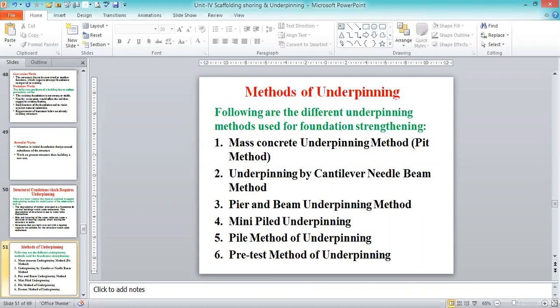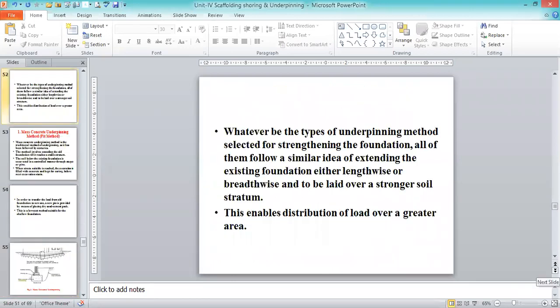We drive the pits or the trenches, and we do the concreting, and make sure that your foundation reaches the hard level, the sufficient bearing capacity. Then you complete the construction process, or what we call the strengthening process. Underpinning by cantilever needle beam method is for shallow excavation. Pier and beam underpinning method is also shallow excavation. Then mini piled underpinning, pile method of underpinning, and precast method of underpinning. Now we go for the mass concrete underpinning method. What is the mass concrete underpinning method?